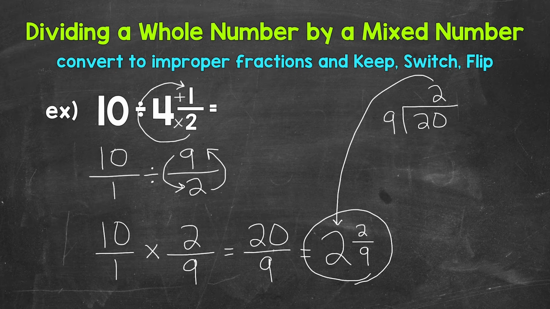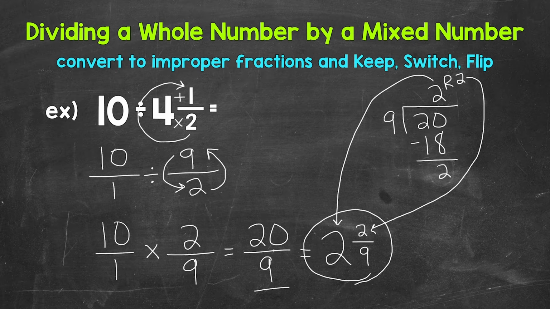Now we multiply. 2 times 9 is 18. Subtract, 20 minus 18 is 2. So we get a remainder of 2. That remainder is the numerator of the fractional part of the mixed number. And then we keep the denominator of 9 the same. So there's how to divide a whole number by a mixed number. Let's move on to dividing a mixed number by a fraction.